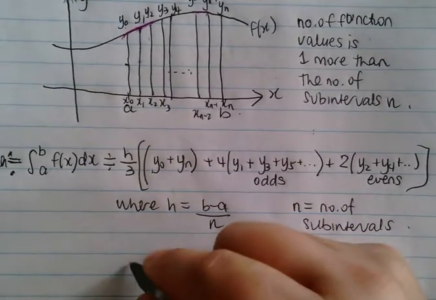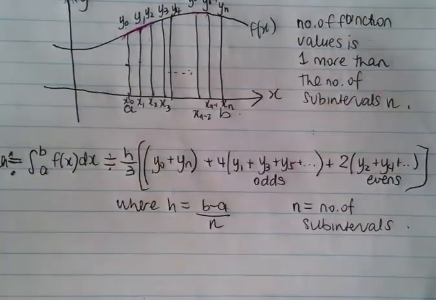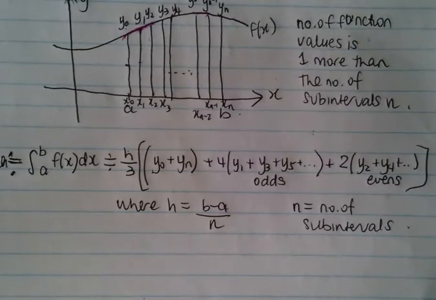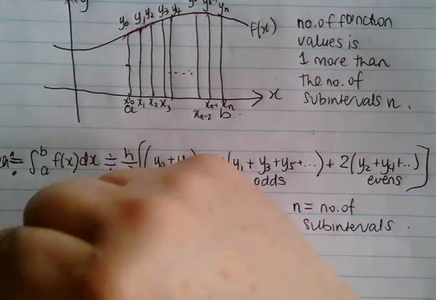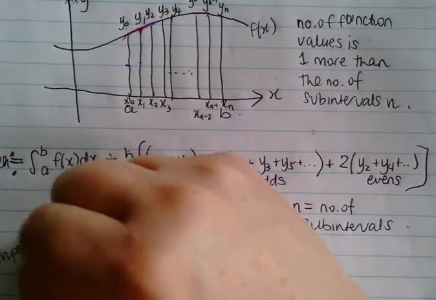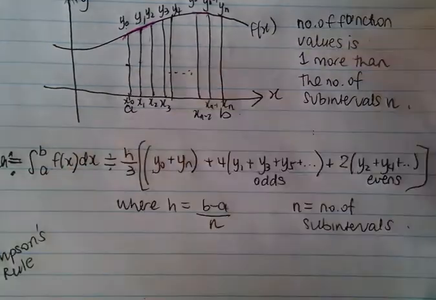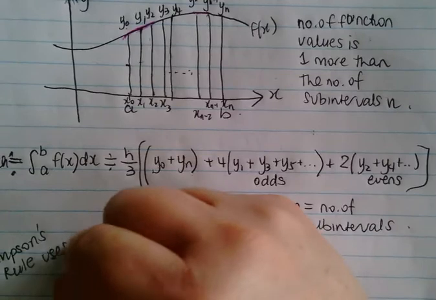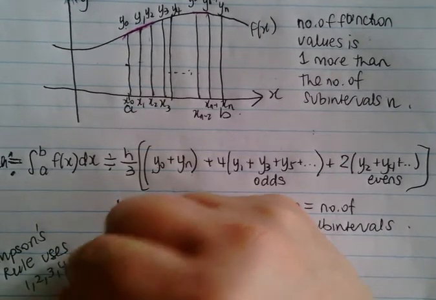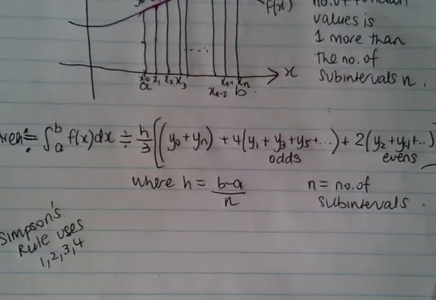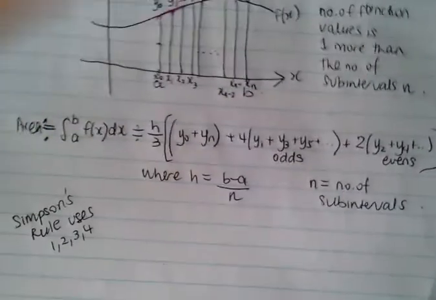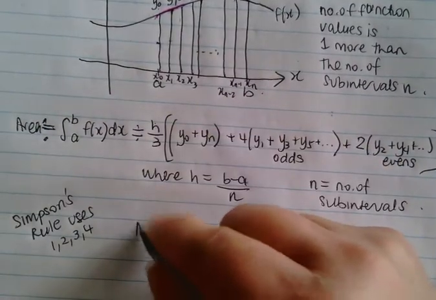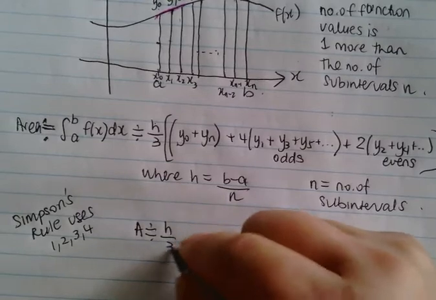What I do is remember that the trapezoidal rule uses only 1's and 2's. Simpson's rule uses 1, 2, and 4. This is how I remember it: Simpson's rule is the more accurate rule, so it's a little bit more complicated. It uses 1, 2, and 4, whereas the trapezoidal rule only uses 1 and 2. So the way you remember it is area is approximately equal to h on 3.